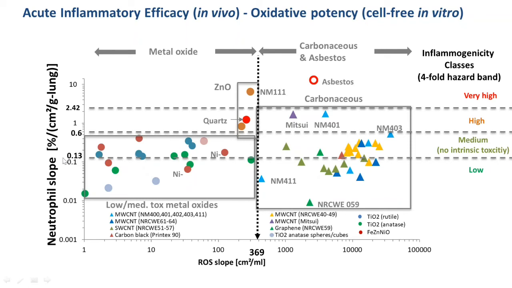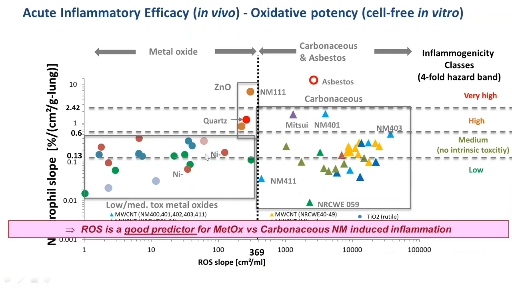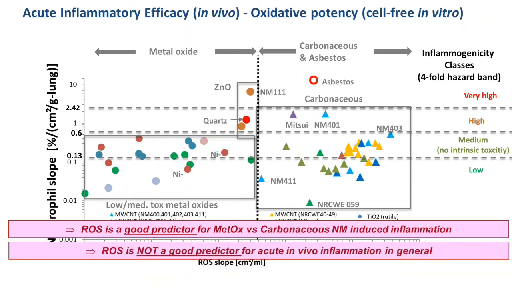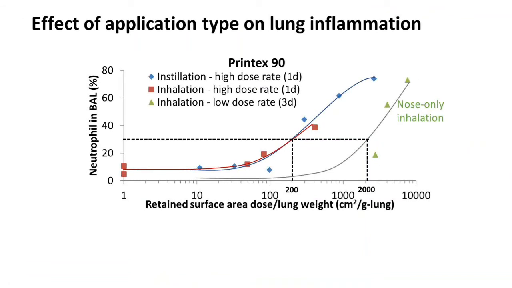You see, it's a horizontal line basically, but what ROS does, it can tell you whether it's a metal oxide type induced inflammation or whether it's a carbonaceous type induced inflammation, because for higher ROS values, you're more in the carbonaceous regime. For lower, you're in the metal oxide regime. So yeah, it's not a good predictor quantitatively, but you can at least discriminate between carbonaceous and metal oxide.